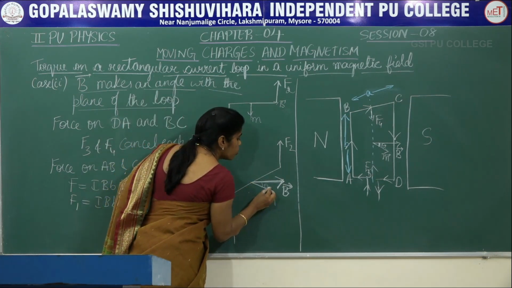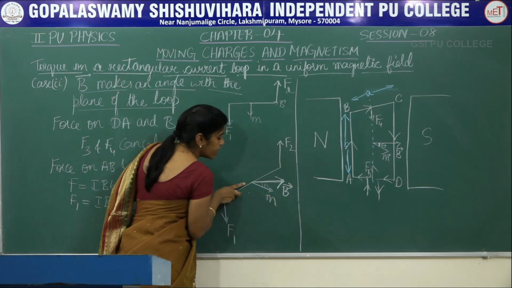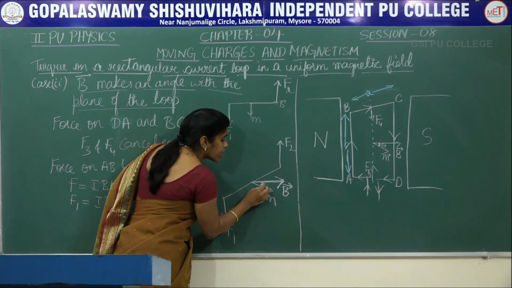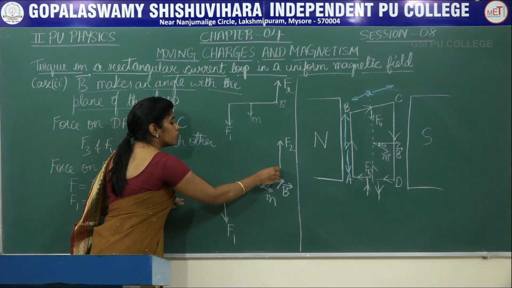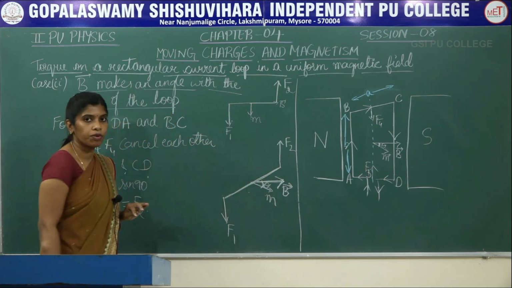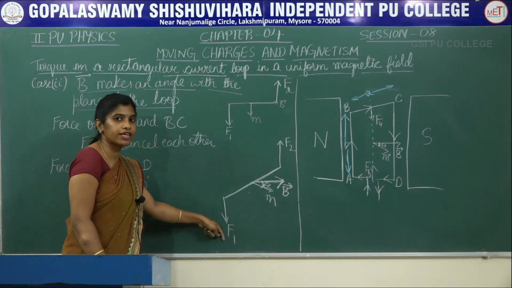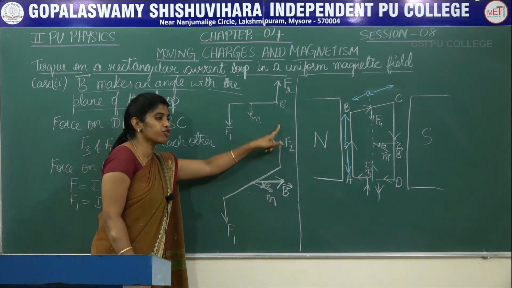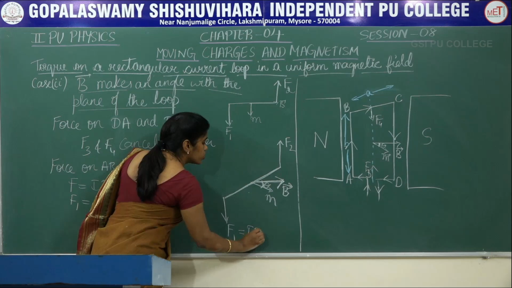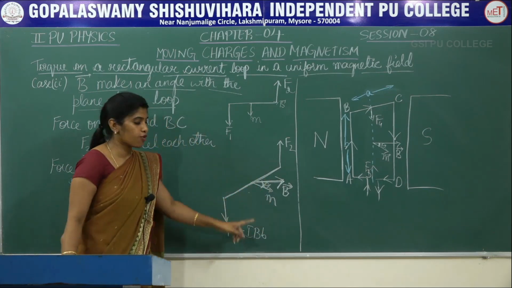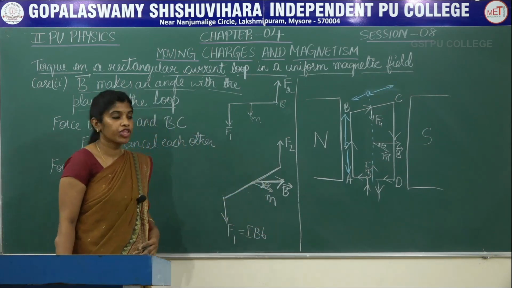Therefore, the dipole moment M will be in this direction, which is making an angle theta here. So, this is how much we have rotated the rectangular loop. The force F1 will be acting downwards like this and the force F2 is acting upwards, and we know F1 and F2 are both equal in magnitude, which is equal to IBb.